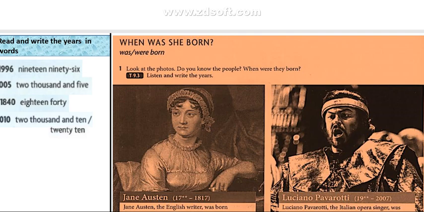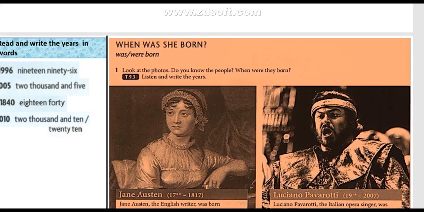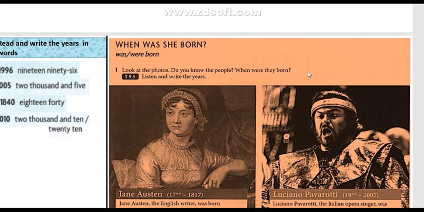Something happened and ended. In order to explain the past, or to make a sentence in the past, we use either did, or was and were. In this lecture, we will use was and were, to explain the past.